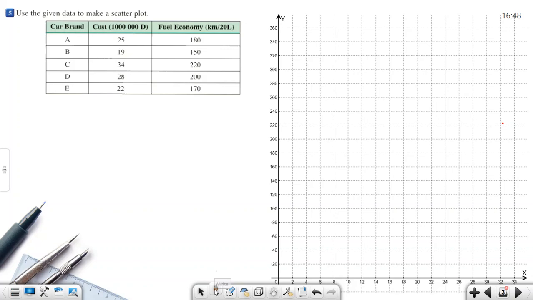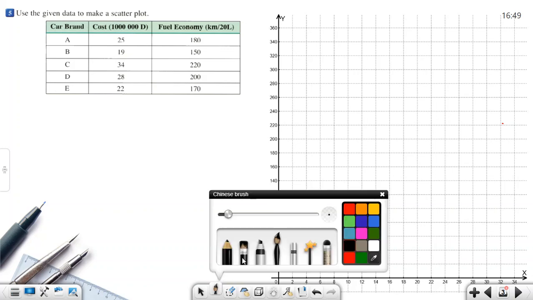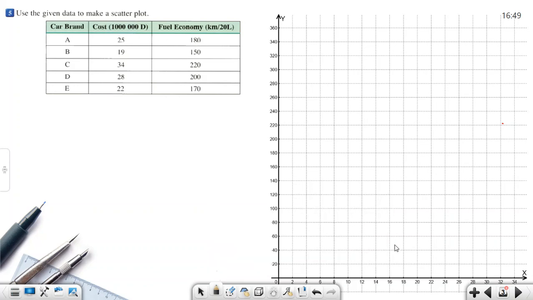Now let's choose a different type of pen here. Okay, now the brand A has 25 million as cost and 180. So 25 is between 24 and 26, and 180 is here. So that's the point, the first point. The other is 19 and 150. 19 and 150 is that one. Okay, very good. 34 and 220.